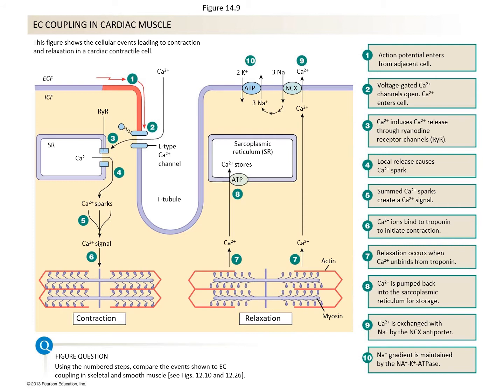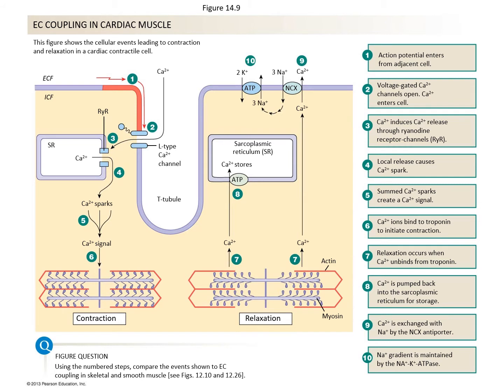Remember that to relax, calcium must be removed from the intracellular fluid in two ways. This is the same way that it would be removed in smooth muscle tissue as well. It's going to have to use the cardiac sarcoplasmic reticulum calcium ATPase pump to pump calcium back into, as you can see here in step 8, the actual sarcoplasmic reticulum. This, of course, uses ATP. Additionally, there's a sodium-calcium antiporter, the NCX, that is going to pump extracellular fluid calcium out of the cell. This is steps 9 and 10.